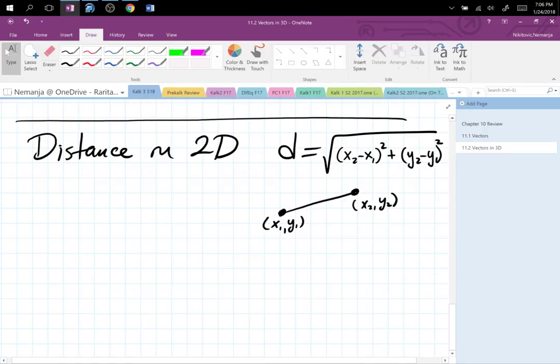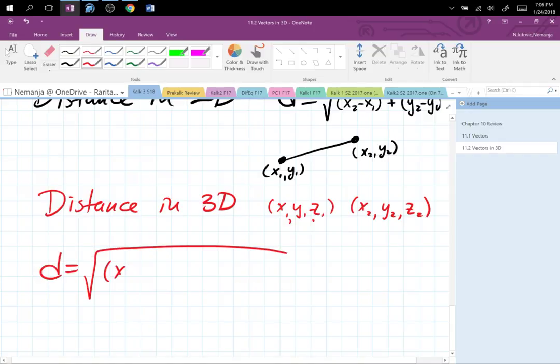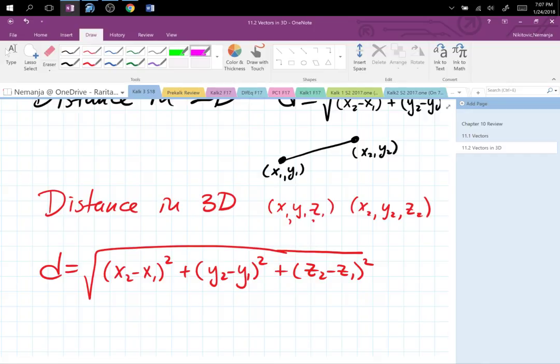So now, how do we extend this formula to 3D? We simply are going to copy and paste the formula we have and add the z term in the mix, because we know that the 3D points are x, y, z. So now, in red, this is the new material for our Calc 3: distance in 3D, considering points x1, y1, z1, and x2, y2, z2, is going to be given by the square root of (x2 minus x1) squared plus (y2 minus y1) squared plus (z2 minus z1) squared. And that is one of our formulas.